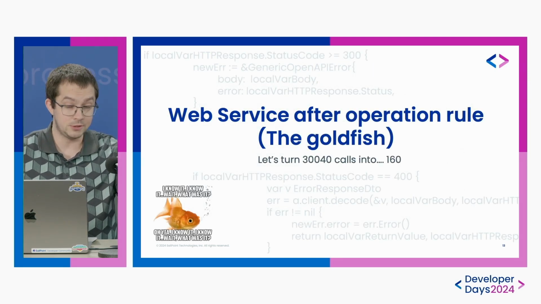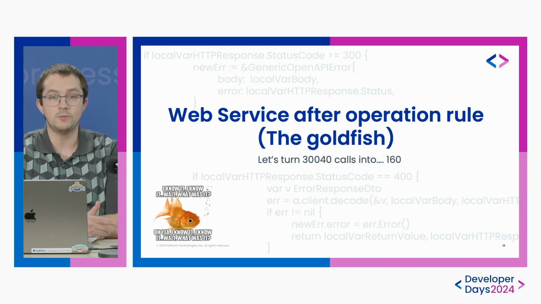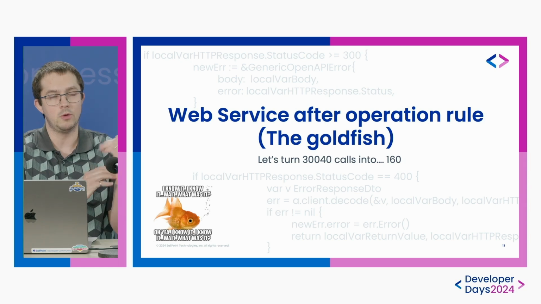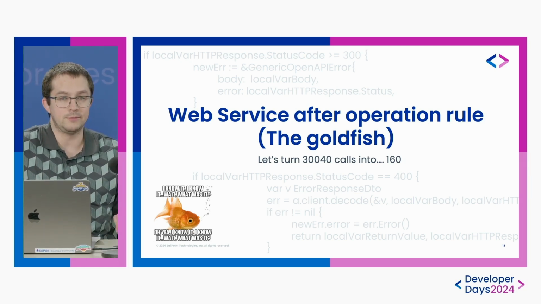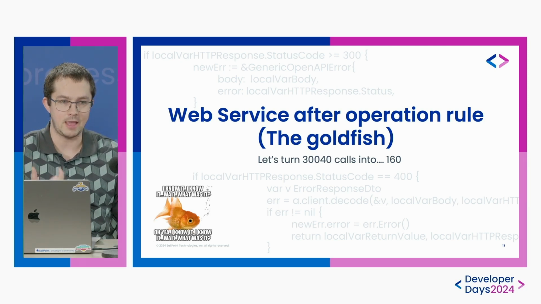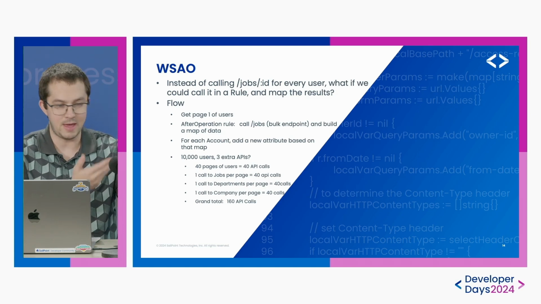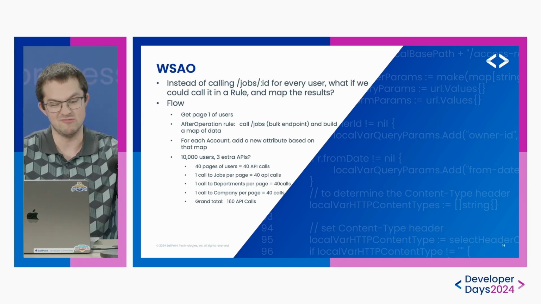So again, I'm going to demo these in a short while here, but we can do what I always call the Goldfish style web service after operation rule. We get a page of users, we call the job API, we build a lookup table effectively in runtime in memory, and directly reference that every page, which is great. It brings us from 10,000 down to 160 API calls. But why are we getting the same data twice?